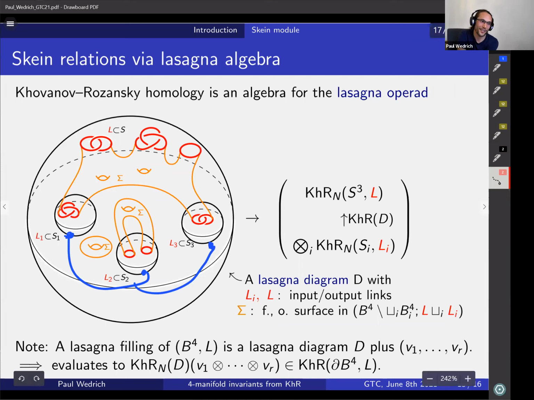The issue is just when you tube these spheres together, you've made a choice. You've made a choice of this tree that you drill out, and you have to study what happens when you isotope this tree around.